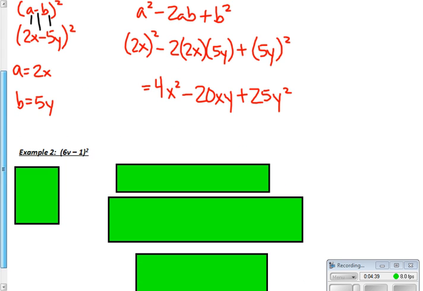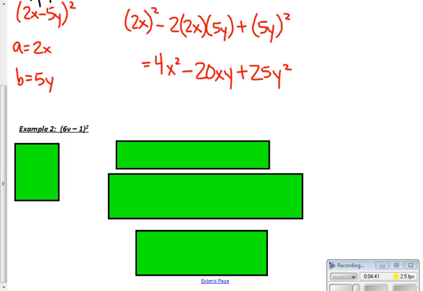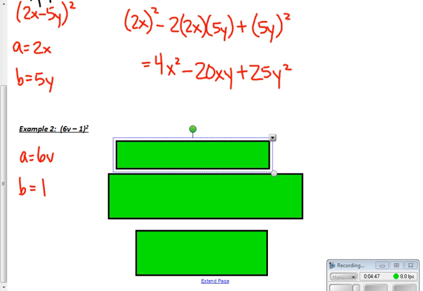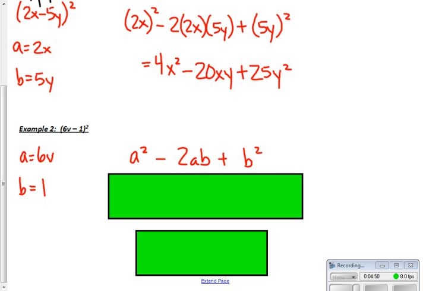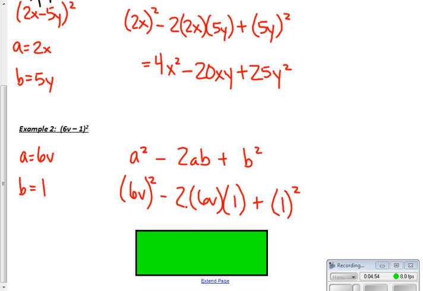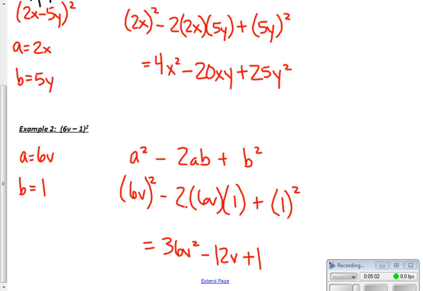Same concept in example 2 here. We have 6v minus 1. I'm going to pull out my a and b values and substitute into this equation. Here's my substitution. After I substitute, go ahead and multiply everything out, and we get 36v squared minus 12v plus 1.